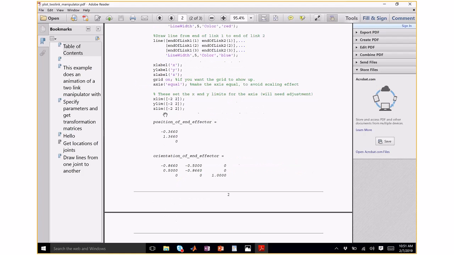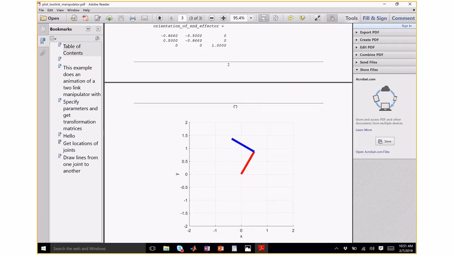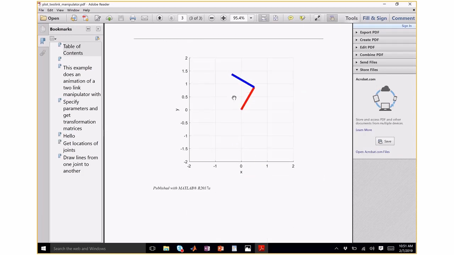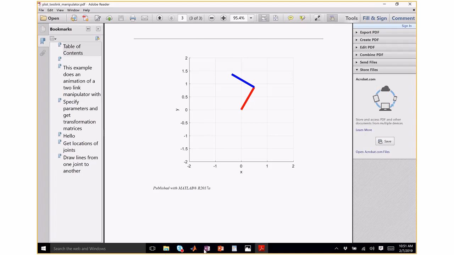this is the results, right? Position of end effector, that's what I wanted to print. The orientation of end effector. It then plots the figure, and your file is complete. So you show everything right from your work, your code, as well as the output in one click of a button. You could also do HTML if you wanted. You can do the same thing with the other file.